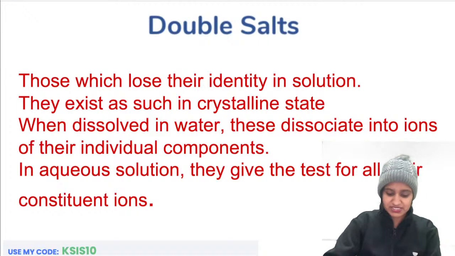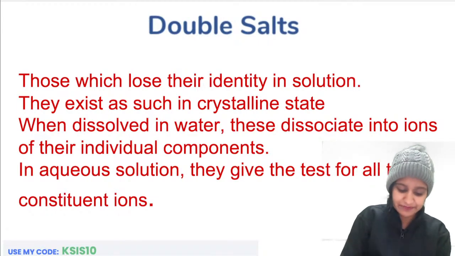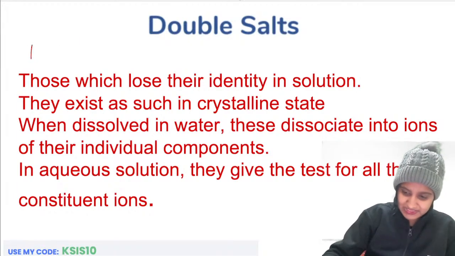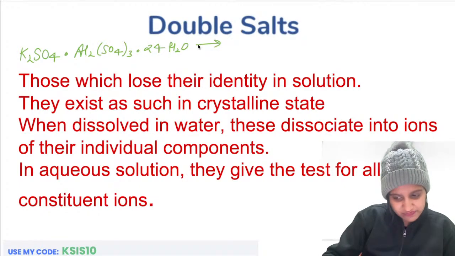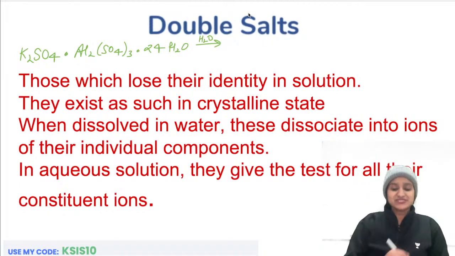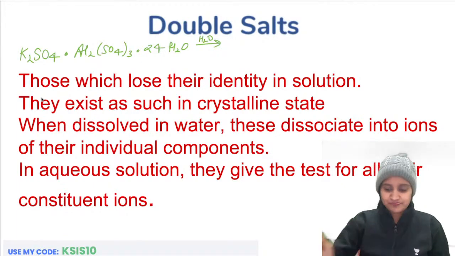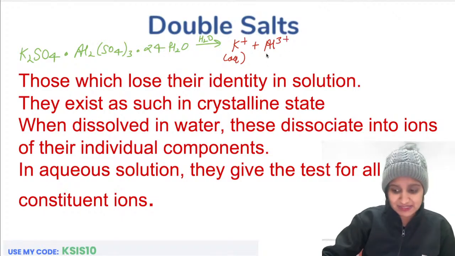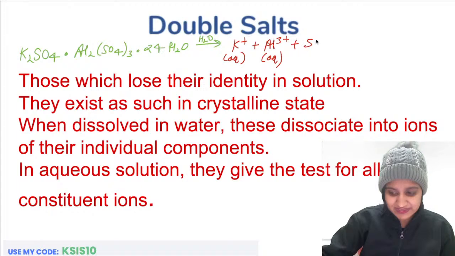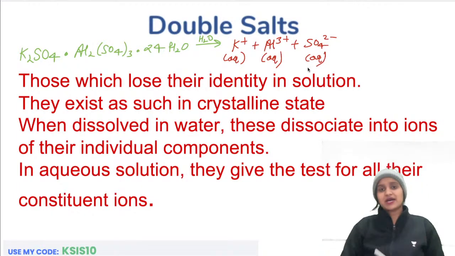We took the example of potash alum. Let's take the example. It was K2SO4.Al2(SO4)3.24H2O. Now when you dissolve it in water, all of the individual constituent ions get dissociated. When you dissolve potash alum in water, you will have K+ ions in the solution, Al3+ aluminium ions in the solution, and sulfate ions in the solution.